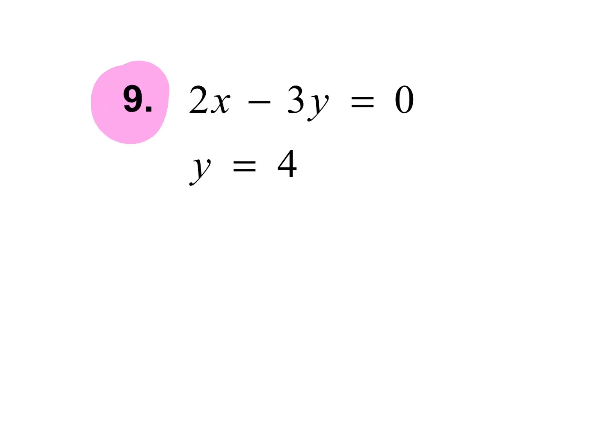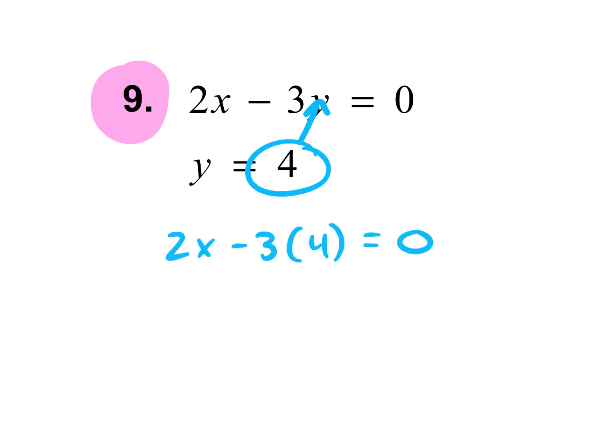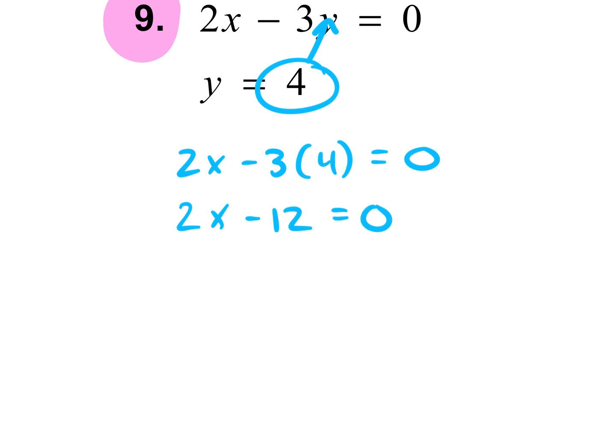What would I have to do first for 9? Plug in the y. So I already have y equals, so I take what y is equal to and plug it into y. So I have 2x minus 3 times 4 is equal to 0. What would I do next? Distribute or just multiply. So it's negative 3 times 4? Negative 12. What would I do next? Add 12 to both sides. Perfect. Got to get that x all by itself, so we add 12. Let's move it to the other side.